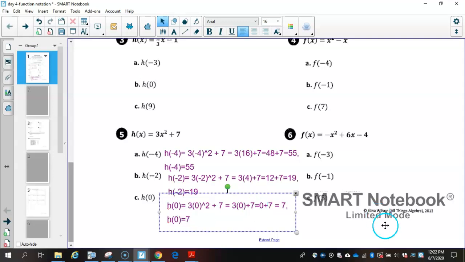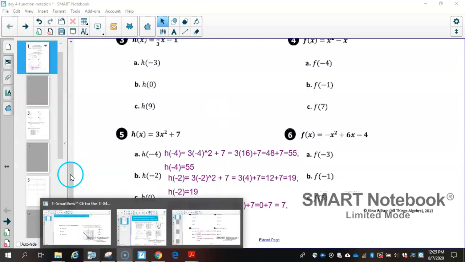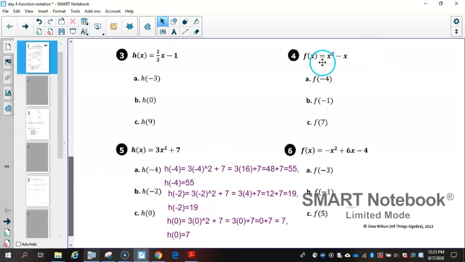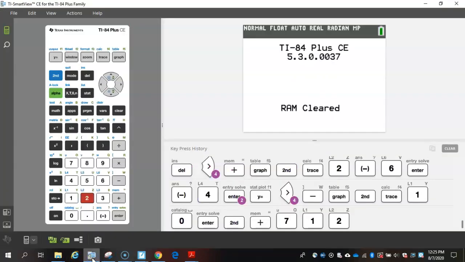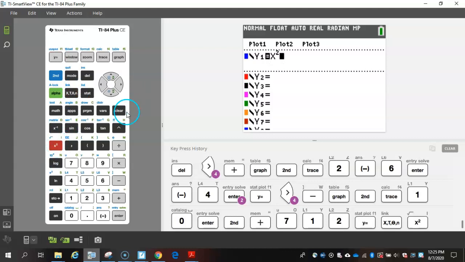What we're going to do is going to be on our calculator. So I'm going to go ahead and pull up my calculator. And the one we're going to do on the graphing calculator is example number 4, x squared minus x. So the first thing you need to do when you're doing it on the calculator is go to your y equals and put that equation in. So x squared minus x.